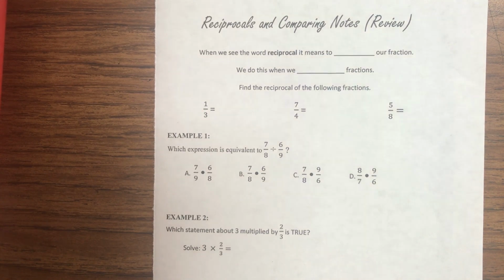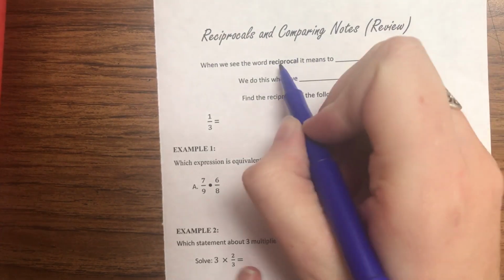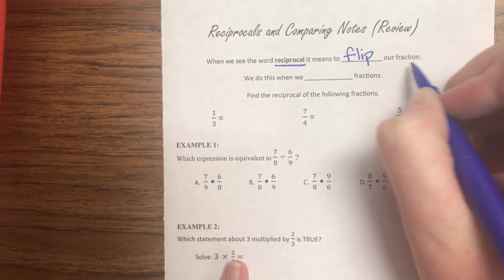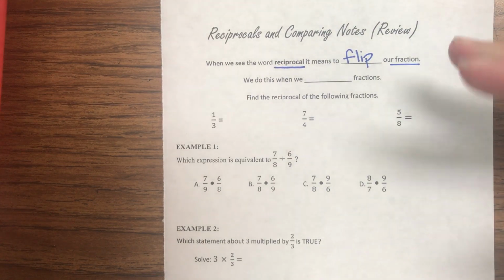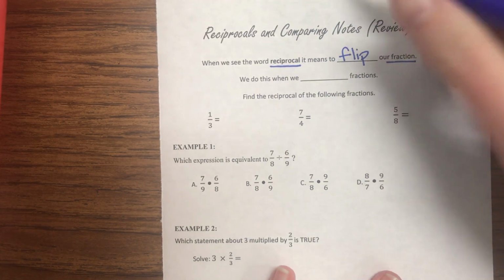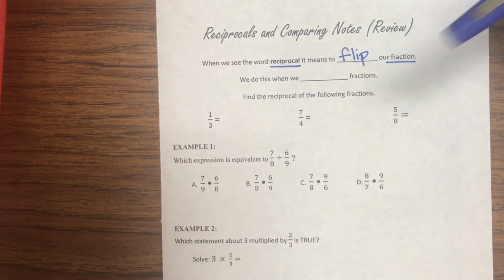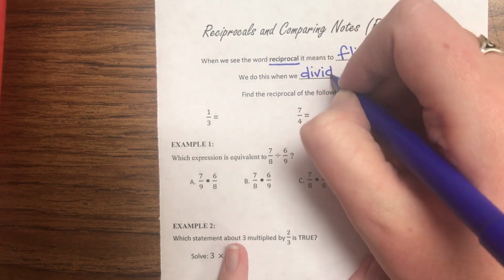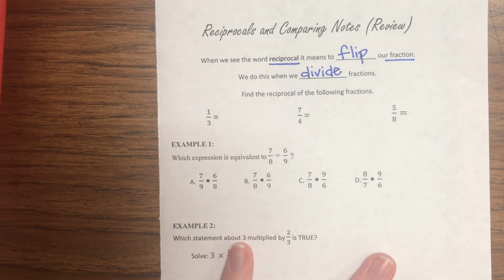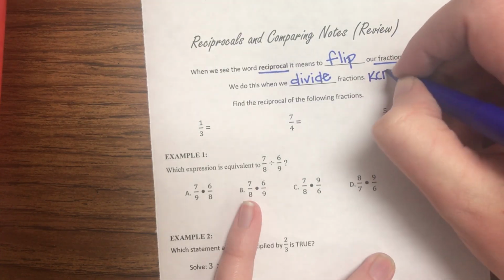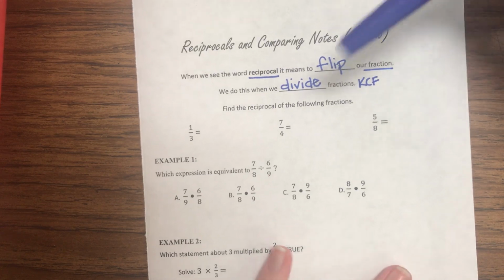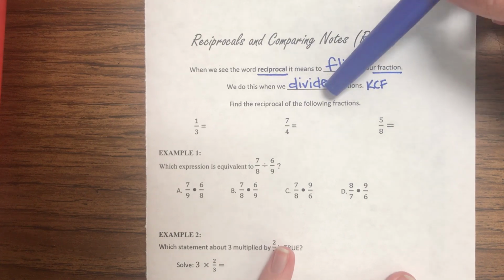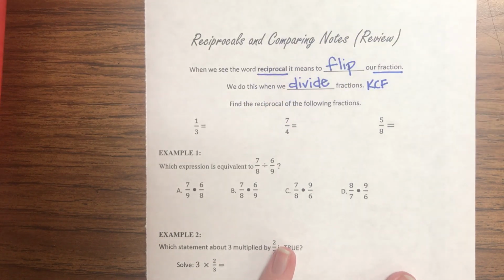So a reciprocal, which we have talked about before, when we see the word reciprocal, it means to flip our fraction. So if I have a fraction, that means I'm going to flip the top and the bottom numbers, okay? We do this when we divide fractions. So if you can remember, we do keep, change, flip when we divide. We do keep, change, flip. So that can kind of help you remember when we are dividing fractions, we have to find the reciprocal, and that means to flip.